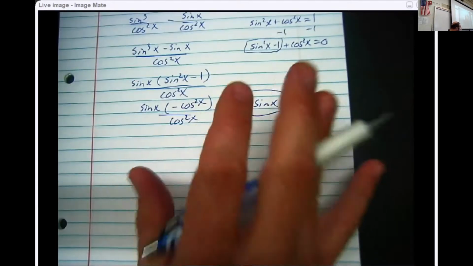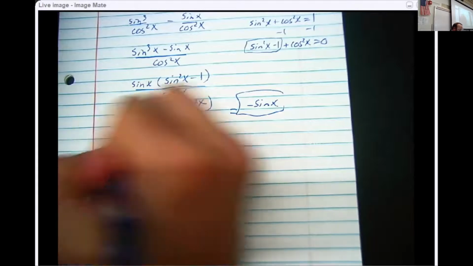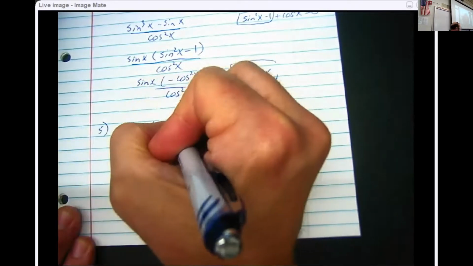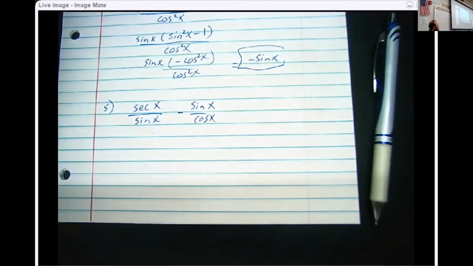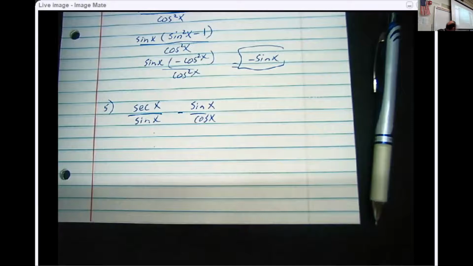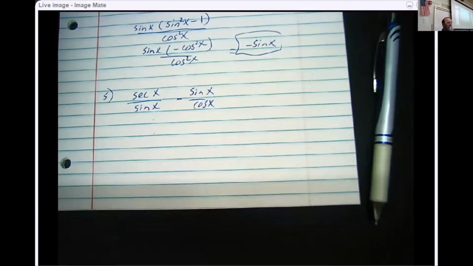Again, this is a strange little goal. So I want to see if you guys can play with this one yourself, because this is what you're going to be asked to do in a moment. I want you to take secant of x divided by sine, and subtract sine over cosine. Now again, the first thing is turn everything into sines and cosines, try to make a common denominator, and let's see what we can figure out, okay? I'm going to give you a minute to see what you can come up with.